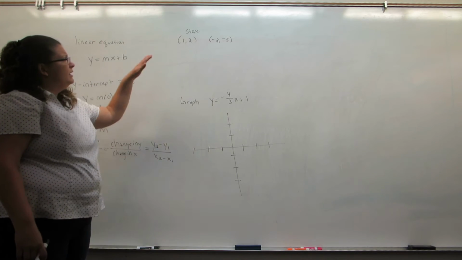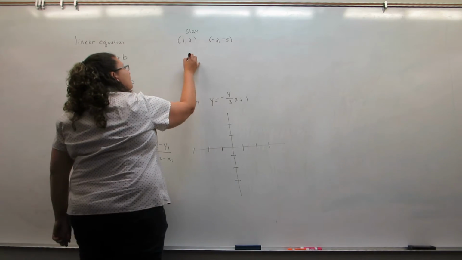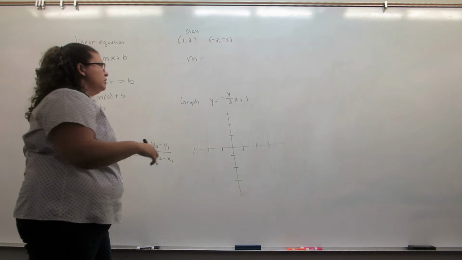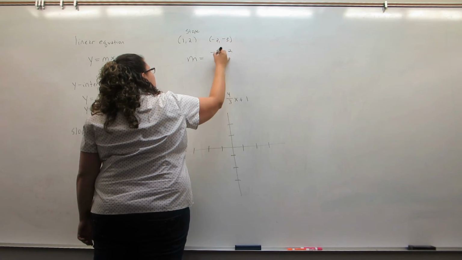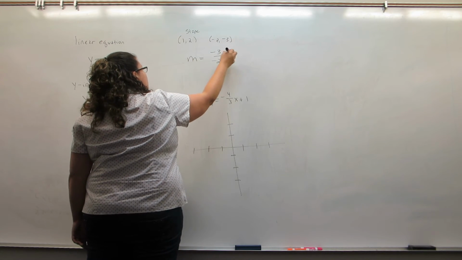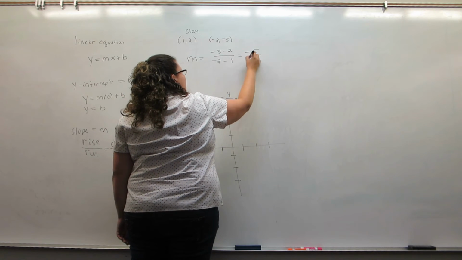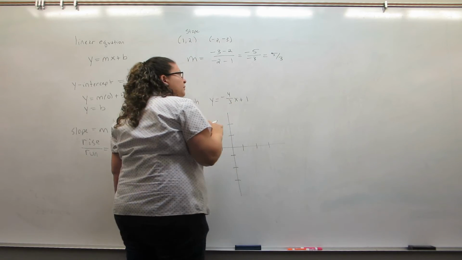So, let's calculate the slope between these 2 points. It does not matter which one I call point 1 and which one I call point 2, but I take the y-coordinate minus the y-coordinate and the x-coordinate minus the x-coordinate. This gives me minus 5 over minus 3, or 5/3.